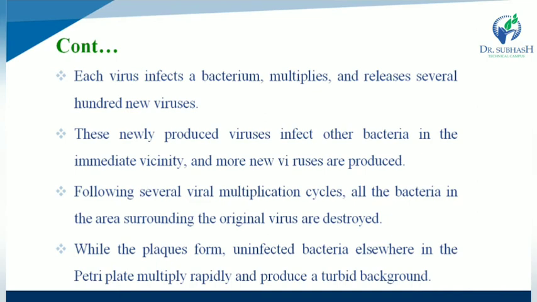Each virus infects a bacterium, multiplies, and releases several hundred new viruses. The newly produced viruses infect other bacteria in the immediate vicinity, and more new viruses are produced. Following several viral multiplication cycles, all the bacteria in the area surrounding the original virus are destroyed. While the plaque forms, uninfected bacteria elsewhere in the petri plate multiply rapidly and produce a turbid background.